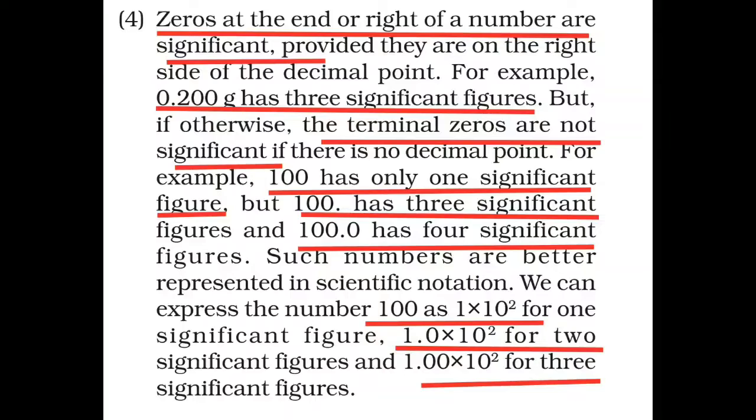The terminal zeros are not significant if there is no decimal point. Say for example, 100 has only one significant figure, but if we write 100 with a decimal point, then it has 3, while 100.0 has a total of 4 significant figures. 100 can also be written as 1 into 10 raised to 2. For two significant figures, we can write 1.0 into 10 raised to 2. For three significant figures, we can write 1.00 into 10 raised to 2.